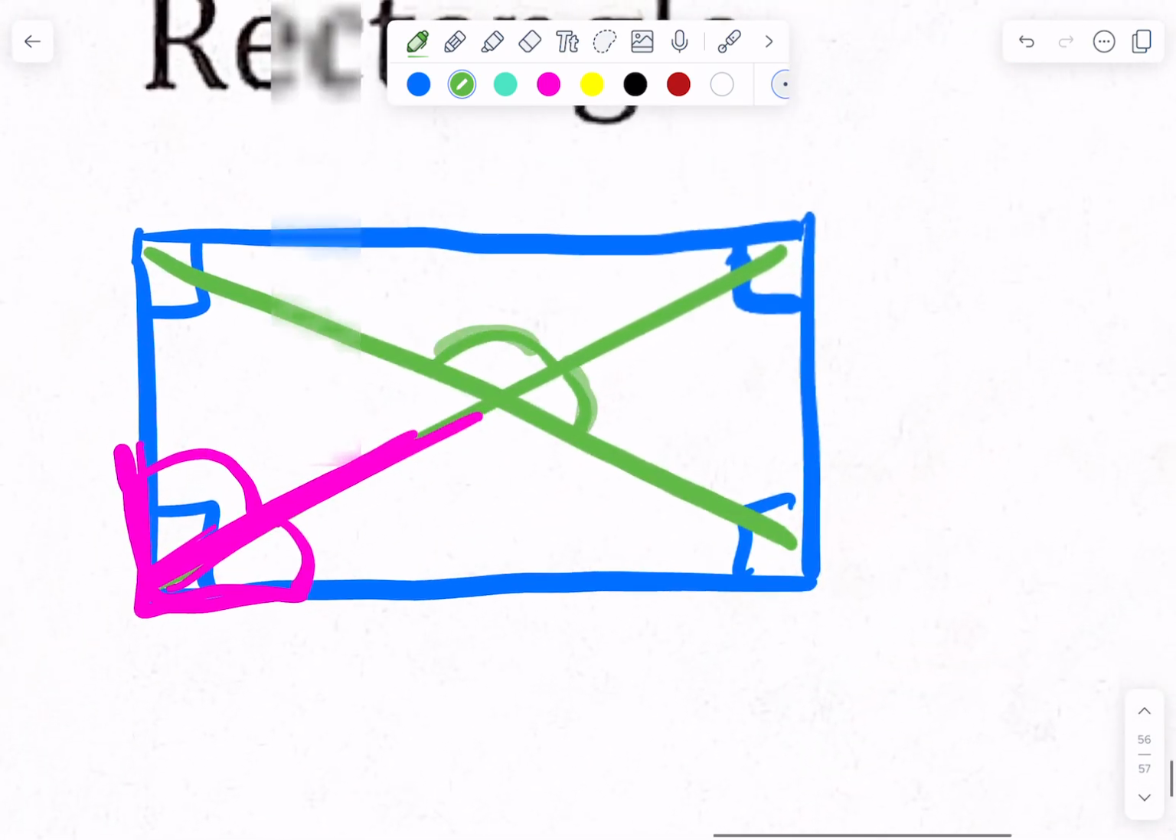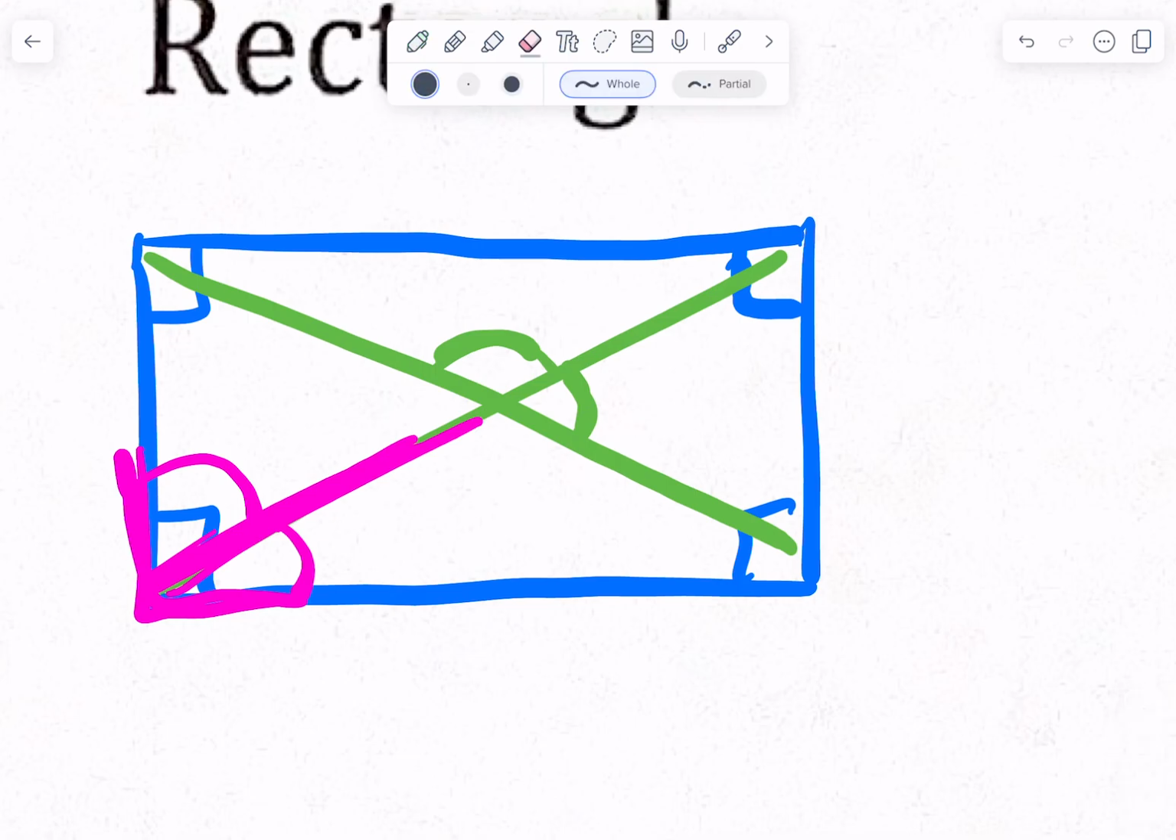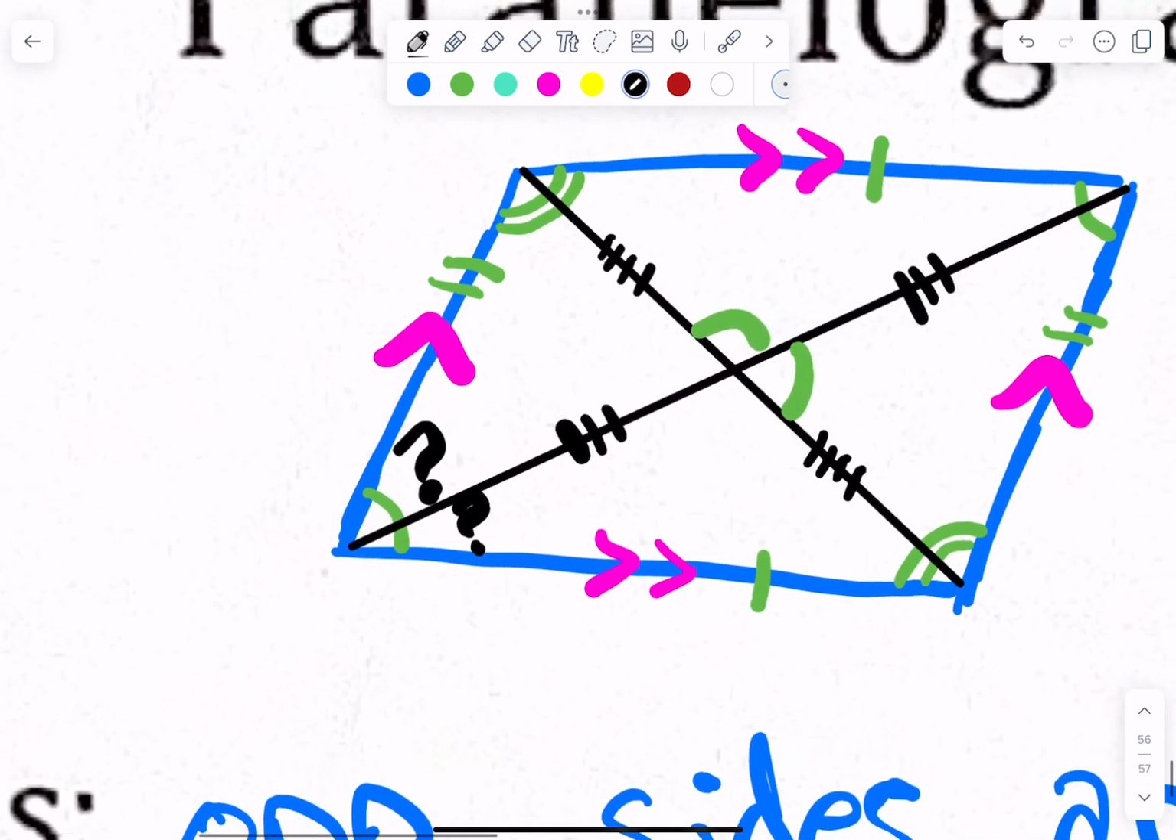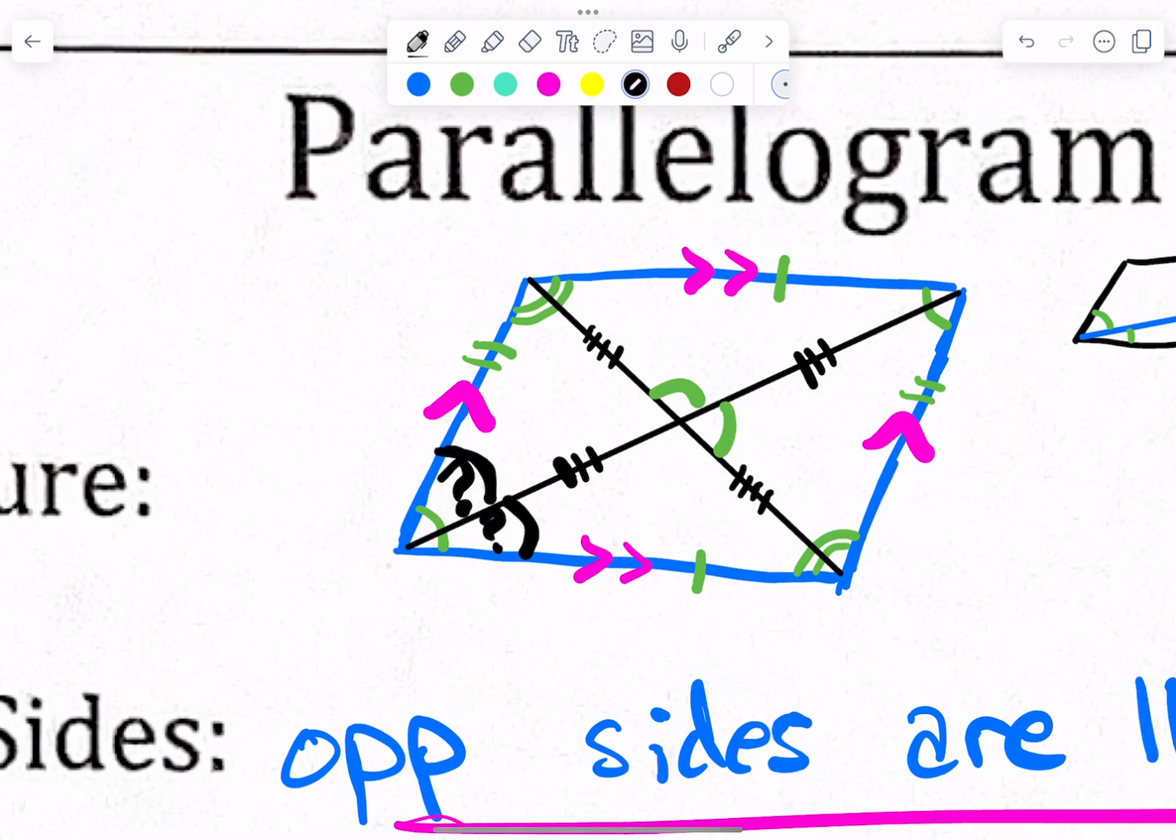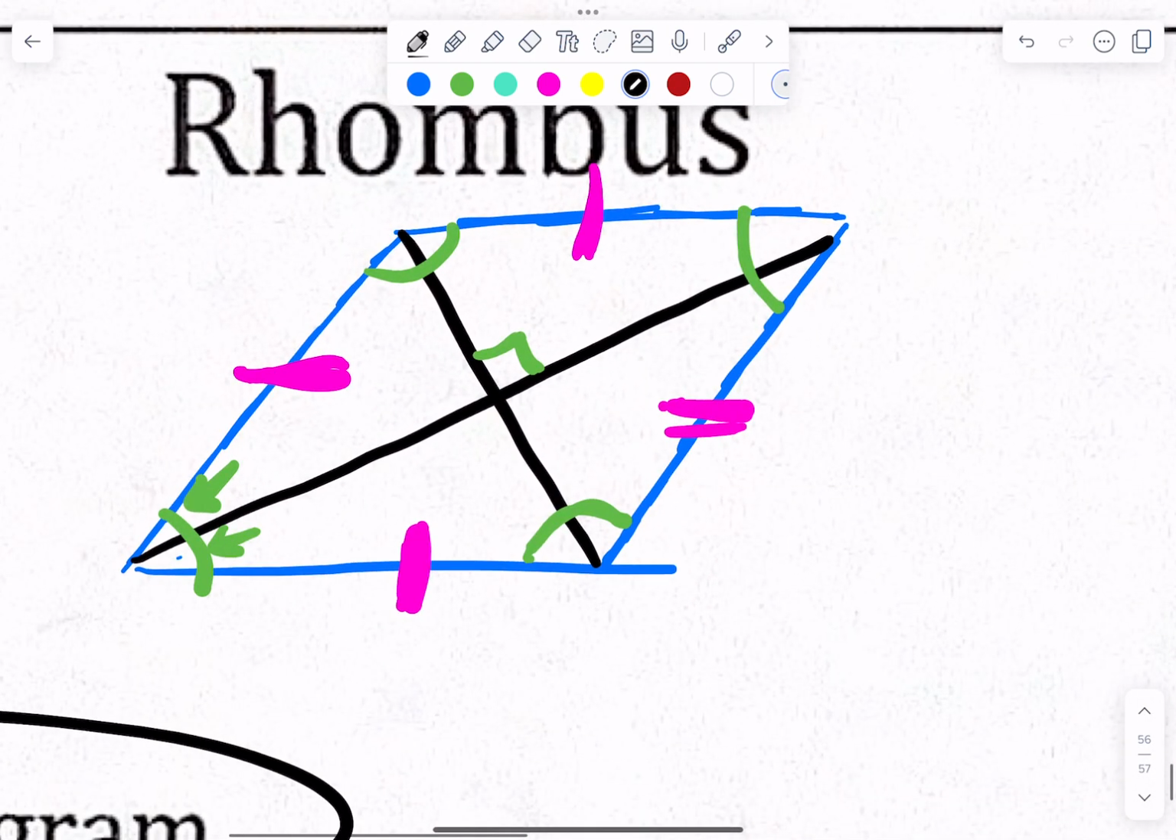So like this guy will be the same as this one. Let me go to a rectangle. Is that true in a rectangle? Is this angle the same as this one for a rectangle? No. Is it true in a parallelogram? No. Is this guy the same as this one? No, but in a rhombus, it does separate this into two equal pieces, right?